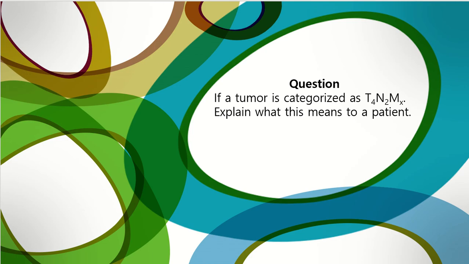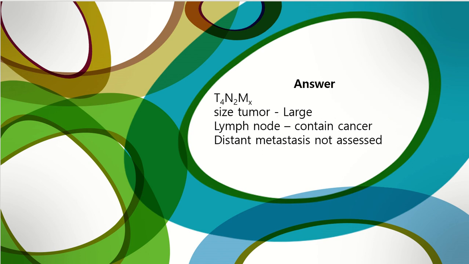All right, so we have a question. If a tumor is categorized as T4, N2, MX, explain what this means to a patient. Explain the diagnosis. All right, so T4 means a large size tumor, and N2, that the lymph node contains cancer or limited nodal disease, that would have been correct. And MX, of course, would mean distant metastasis not assessed.